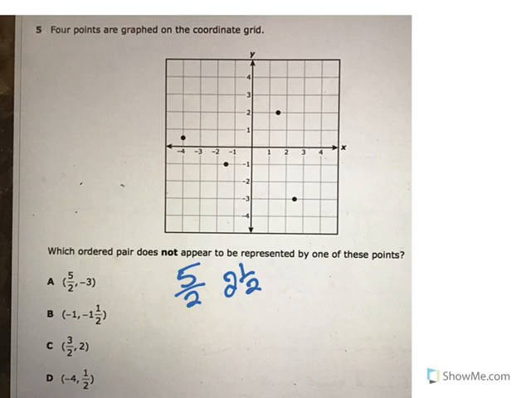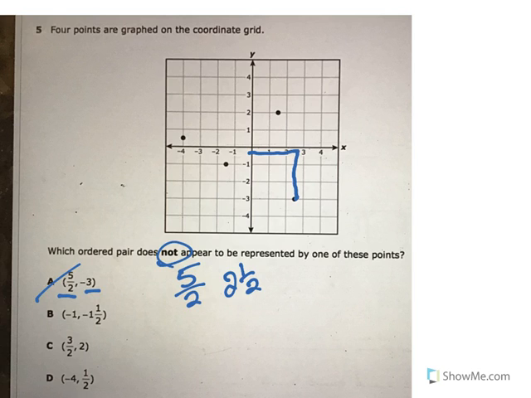So let's see. We have x and then y. So x goes left and right, so we're going to go over 2.5. That's a little too far. Sorry about that. Go over 2.5. That was terrible. We'll deal with it. And then negative 3, so we're going to go down negative 3. Well, that is a point. We're looking for what does not appear, so it can't be A.